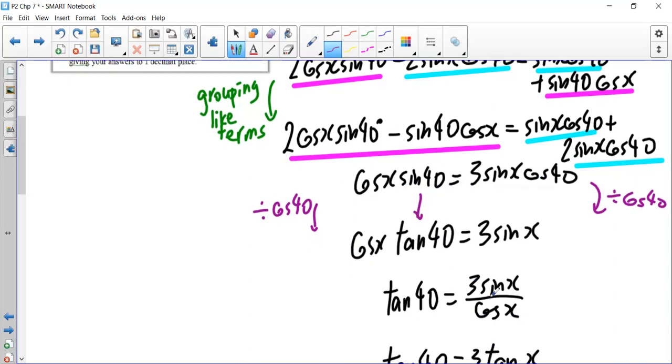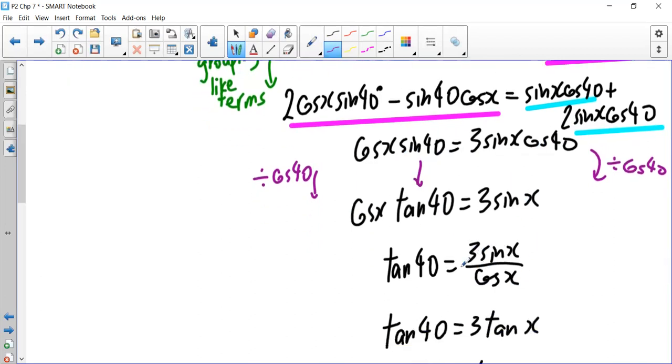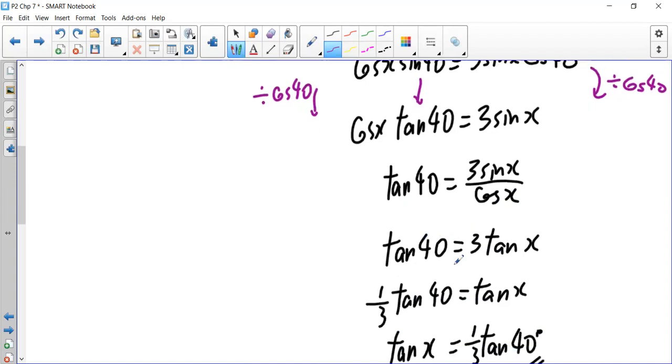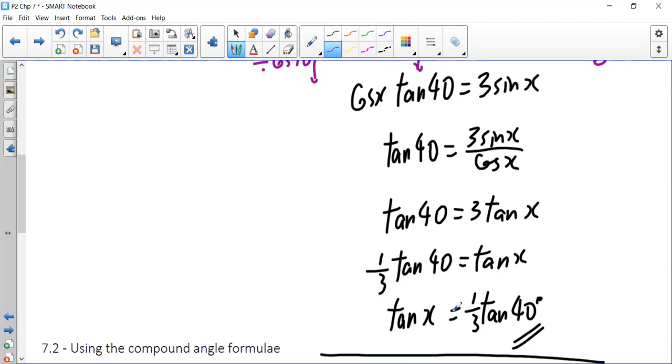Next, I divide by cos x on the right side. So tan 40 equals 3 tan x. Next, they want tan x to be the subject, so I divide by 3, and I just swap the left and right side. Okay. If you're happy with this, then try question B.